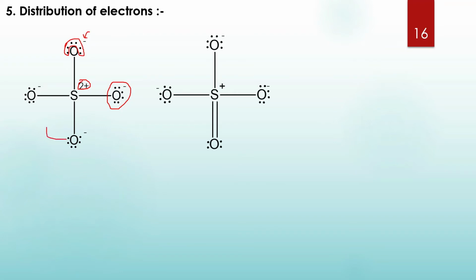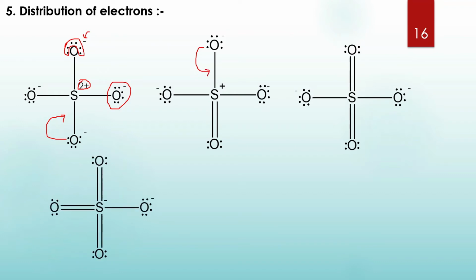So I send this here and I form this second example. Then again, I can still send even more and I get this structure. I can keep on forming double bonds. So here I have sent this and I form another double bond. I can still form another double bond.